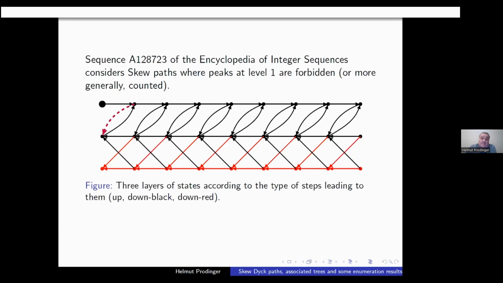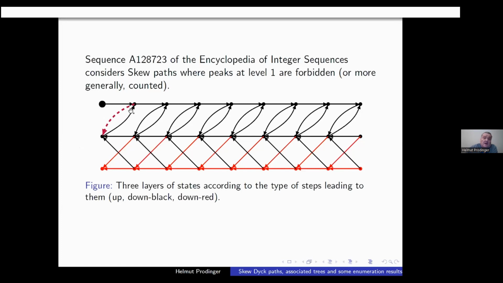So a peak is just an up step followed by a down step, and it can only be a black down step because the other ones are forbidden anyway. But this thing on the ground level is forbidden. So the peak at level 1 would be forbidden. Now, if we look back at the graph that I've shown you before, we can exactly see where we would get such a peak at ground level, namely if we go up and then we would go down immediately. So that is forbidden. Everything else is as before.